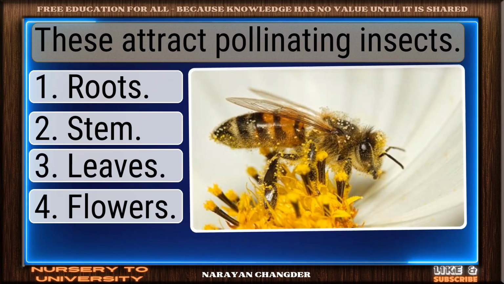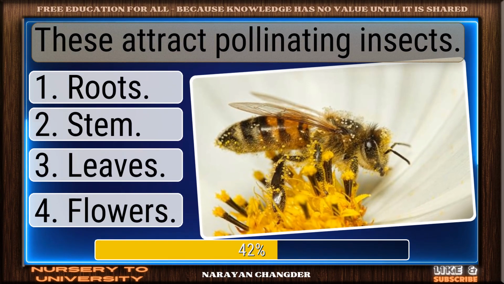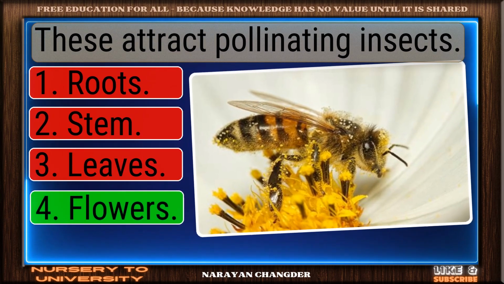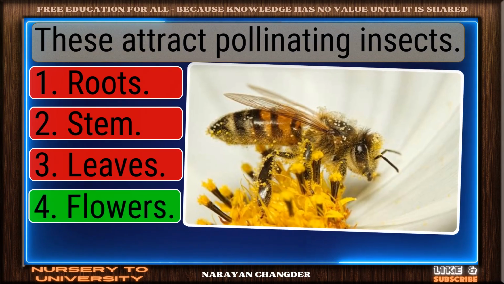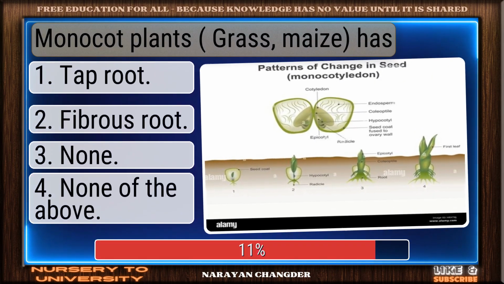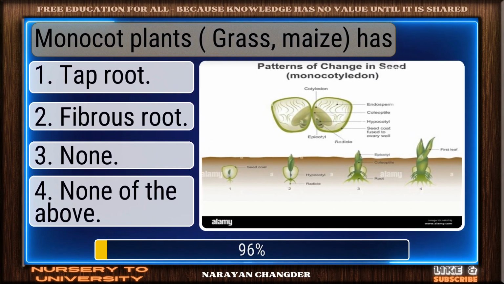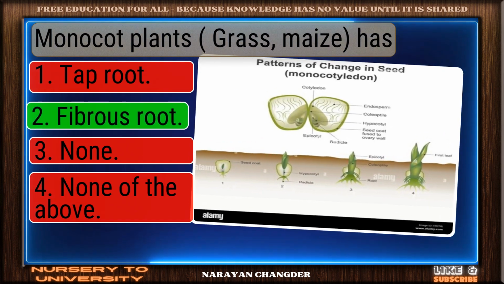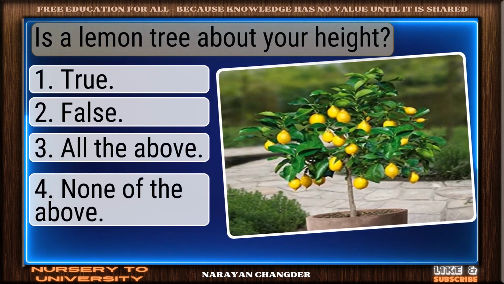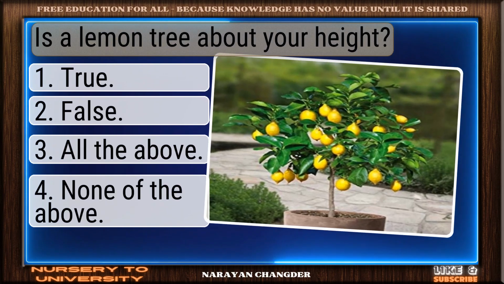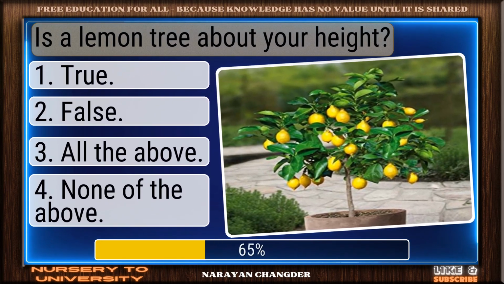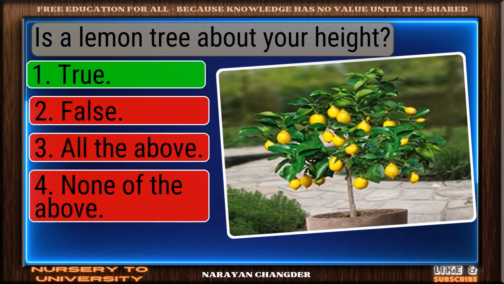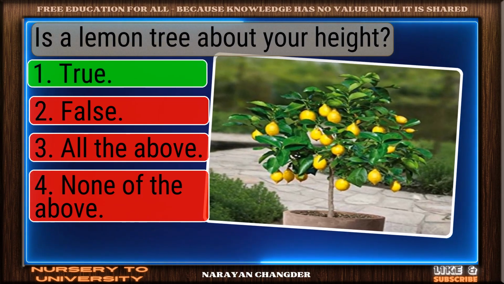These attract pollinating insects. Valid point. Flowers is true. Monocot plants have dash. Nice selection. Fibrous root is the correct and valid answer. Is a lemon tree about your height? Nice work. You chose true and it is correct.